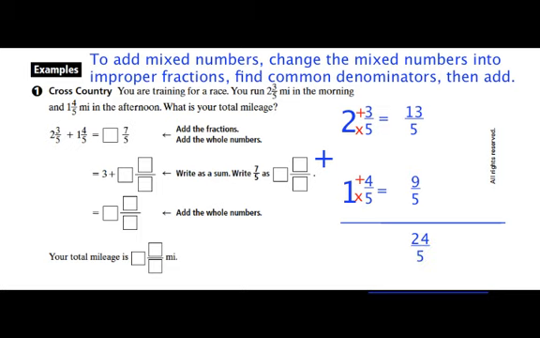We're going to still have to simplify this and change this back into a mixed number. So you have to figure out how many times 5 goes into 24. 5 goes into 24 4 times. 4 times 5 is 20. 24 minus 20 is 4. So you end up with 4 4/5 for your solution.